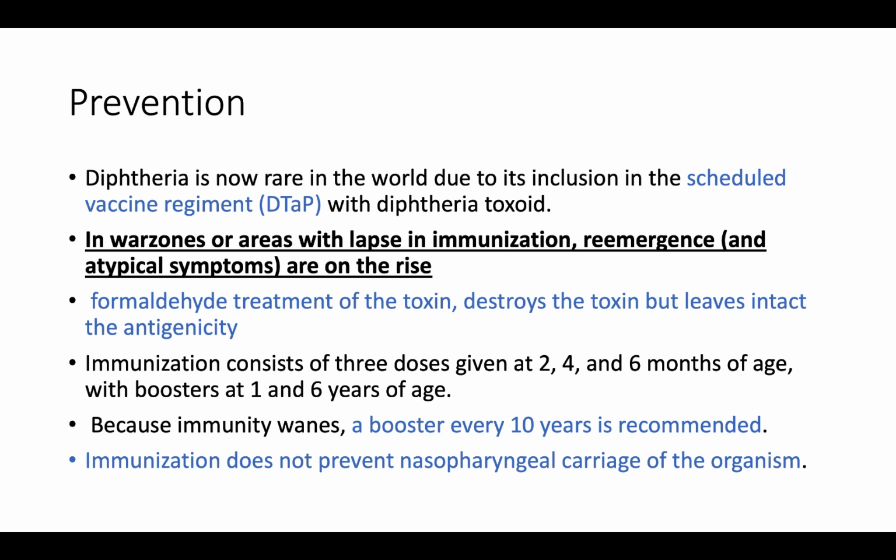Immunization consists of 3 doses given at 2, 4, and 6 months, as you have seen in your lecture. Because immunity wanes, a booster can be given at 10 years, but this does not prevent carriage of the organism in the nasopharynx.